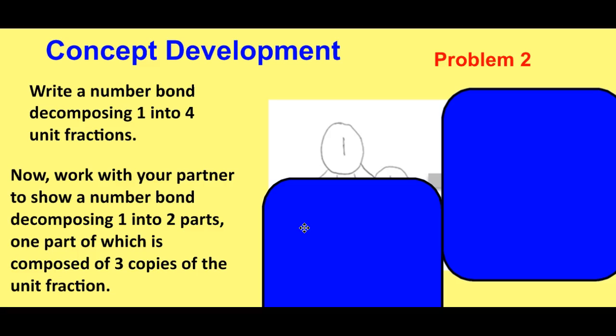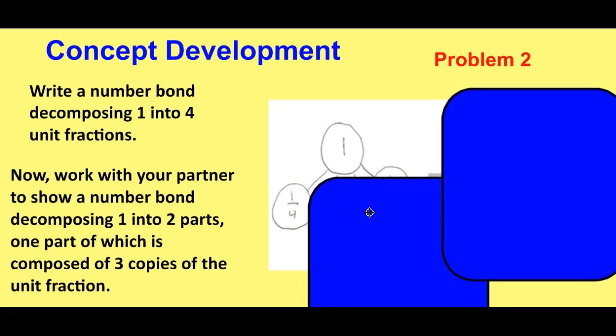So if my circle has 4 equal parts, then what does each one of those parts stand for? And that's what we're going to be putting in our number bond. So since our circle has 4 equal parts, each part is going to be 1/4. So if my circle were to have 4 equal parts, we know that each part would be 1/4.